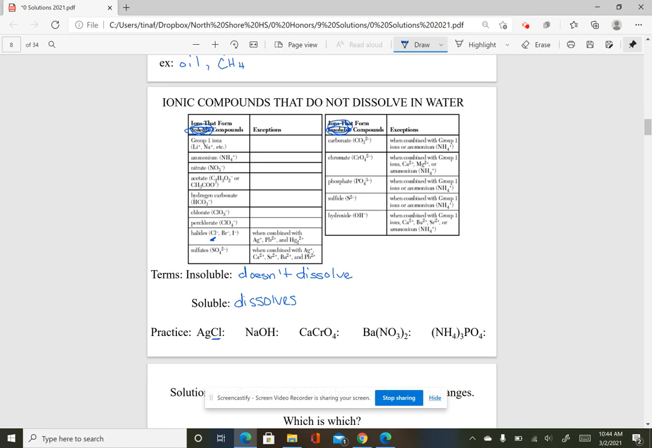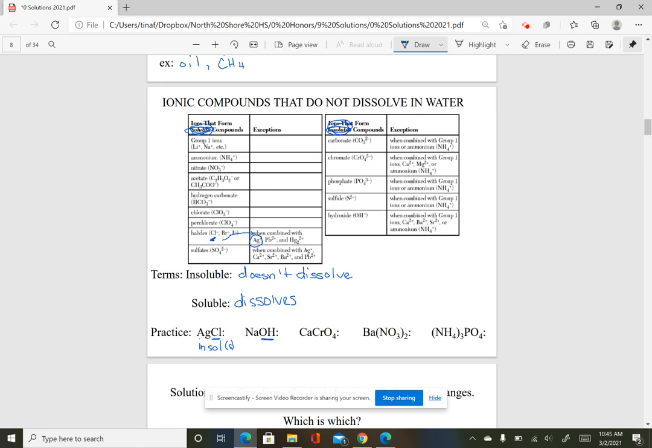Before I say that AgCl is soluble, I have to check to see that what it's bonded to is not in the exceptions. Ag happens to be in the exceptions. So chlorides are usually soluble unless they're bonded with Ag, Pb, or Hg. If it's in the exceptions column, then it's the opposite of the main column. This would be an insoluble compound. This would not dissolve in water. That means instead of an aq next to it, I would see an s. It stays solid.